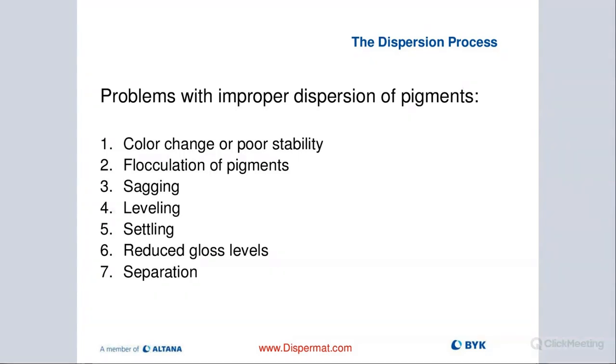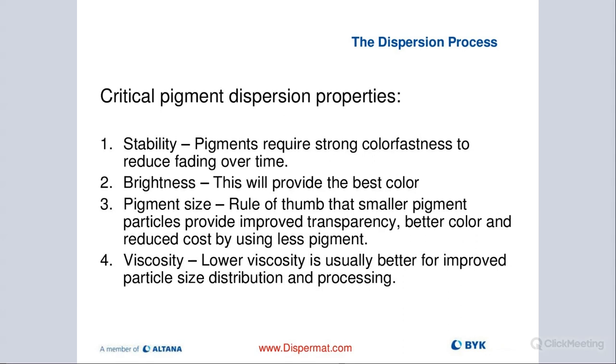So if we don't do it properly, obviously we're going to have shifting color. We're going to have poor product stability, flocculation of our pigments. That usually is additive related. Sagging, leveling, settling are some of the other issues that come up if we improperly disperse our mill base, then reduced gloss levels, as well as separation. Those are some of the problems that would come up if we don't do a good job. So it's really important to remember the stability.